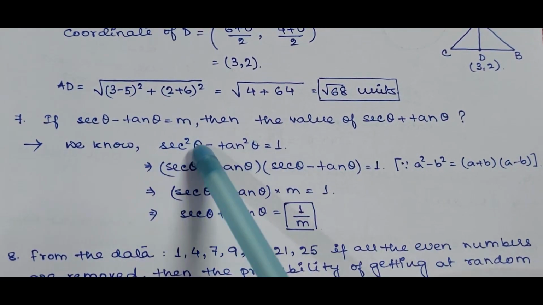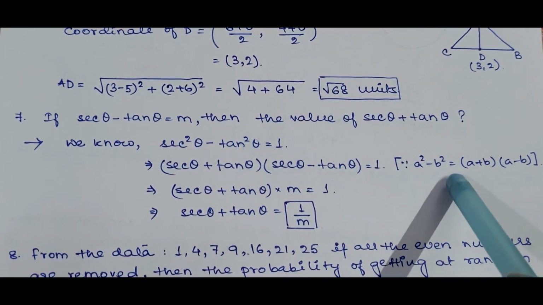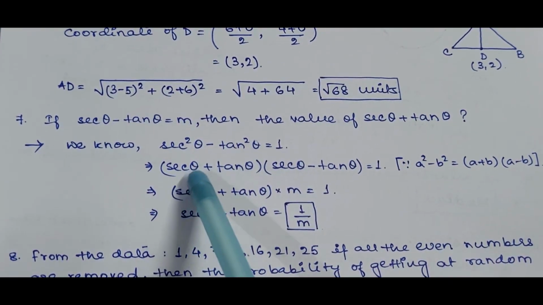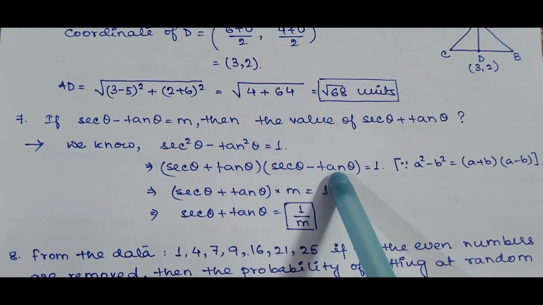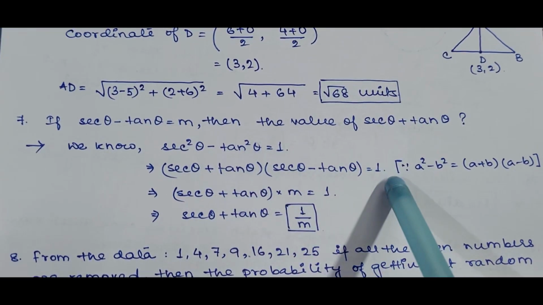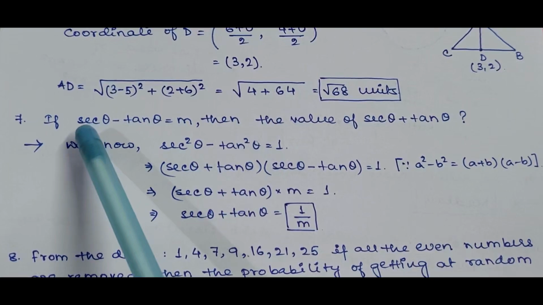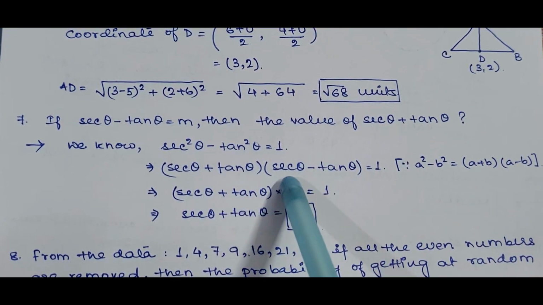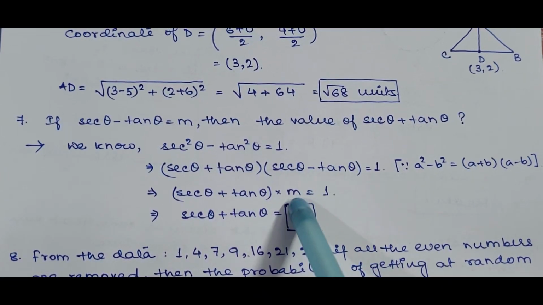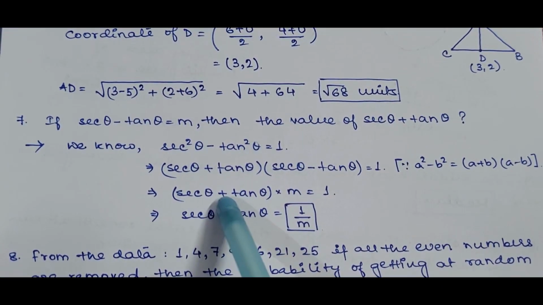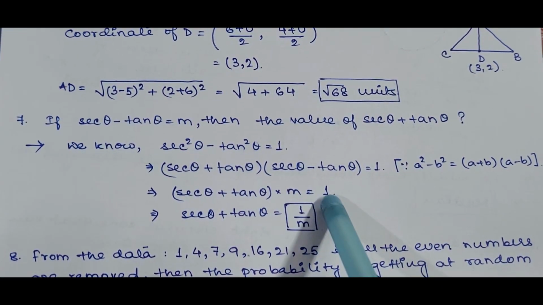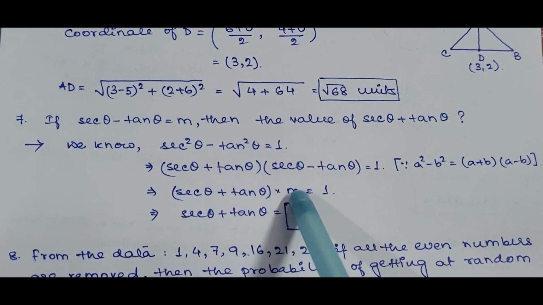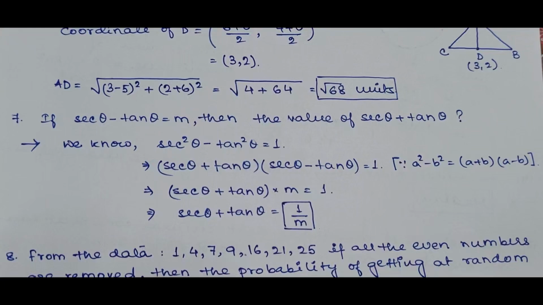So assuming sec theta as a and tan theta as b, we can apply this formula here and hence we get (sec theta plus tan theta) into (sec theta minus tan theta) equal to 1. Now, given that sec theta minus tan theta is equal to m, substituting this value, we have (sec theta plus tan theta) into m is equal to 1. So, sec theta plus tan theta is equal to, dividing by m to the right, 1 by m.